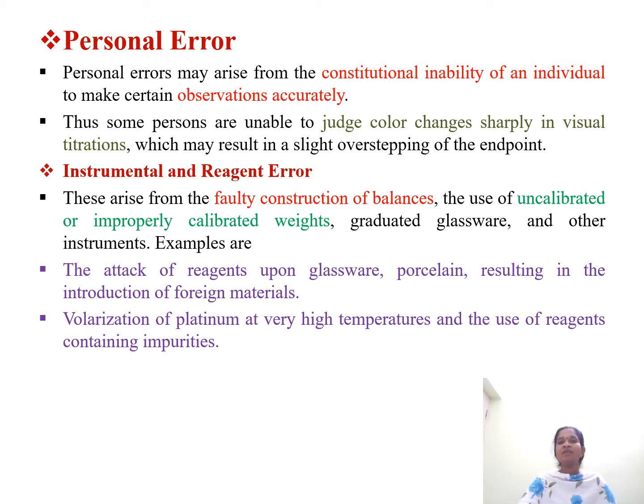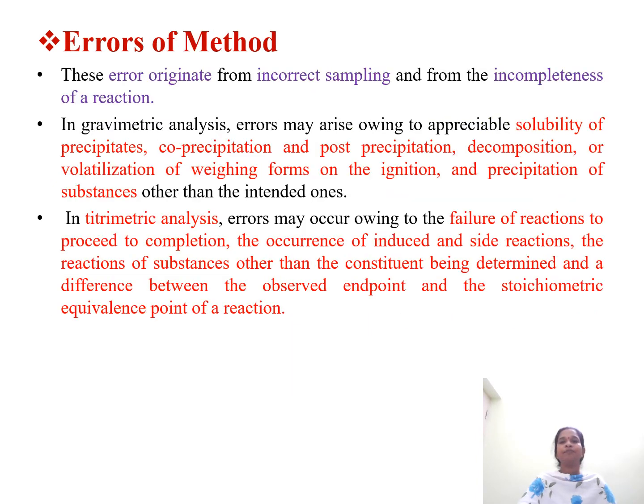These errors arise from the faulty construction of balances, the use of uncalibrated or improperly calibrated weights, graduated glassware, and other instruments. Examples are the attack of reagents upon glassware or porcelain, resulting in the introduction of foreign substances, which gives error, then volatilization of platinum at a very high temperature, and the use of reagents containing impurities.